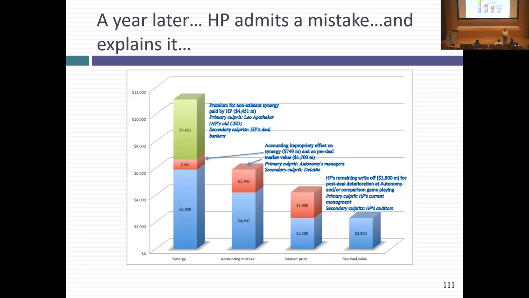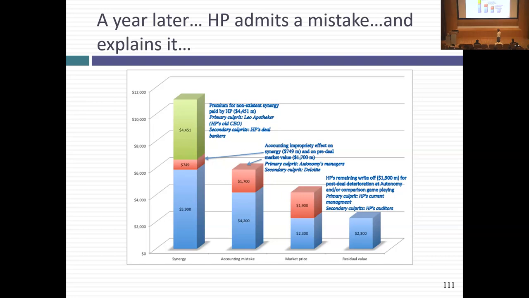$1.7 billion: HP claimed that the accountants at Autonomy had played accounting games. It turned out that they had played some accounting games. So I said, that's about $1.7 billion, and I'd like to get that money back from Deloitte, because they were the ones who did the accounting games. So Deloitte's going to pay me $1.7 billion. Goldman's going to pay about $1 billion, or pay, not me, but the shareholders in HP.